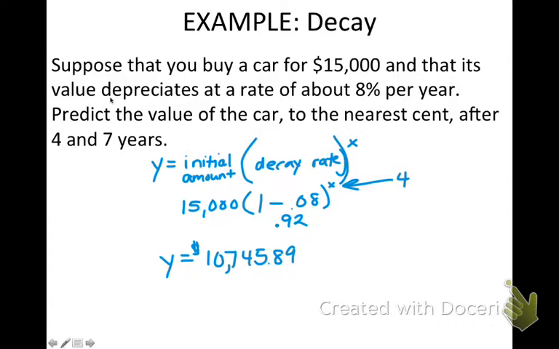How much is your car worth after 7 years? Would our exponent be 7? Yep, the exponent would then be 7.